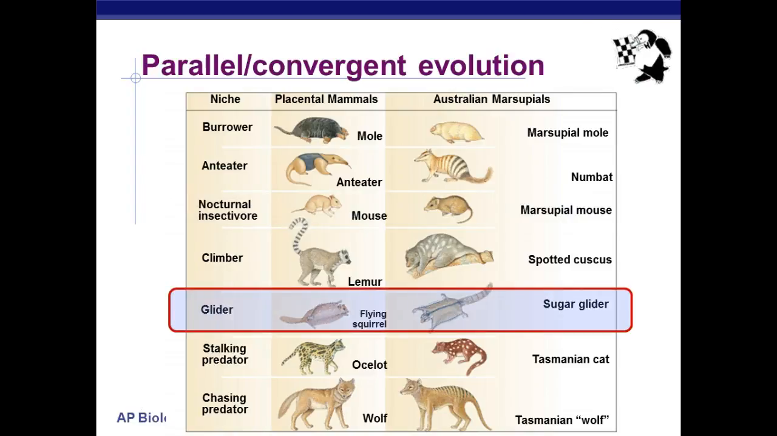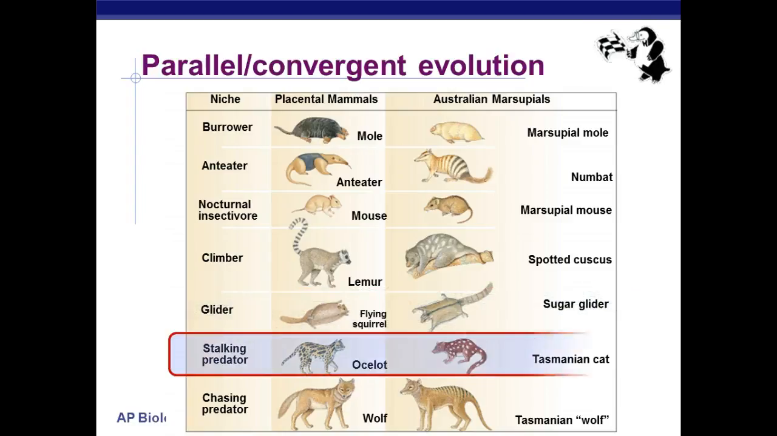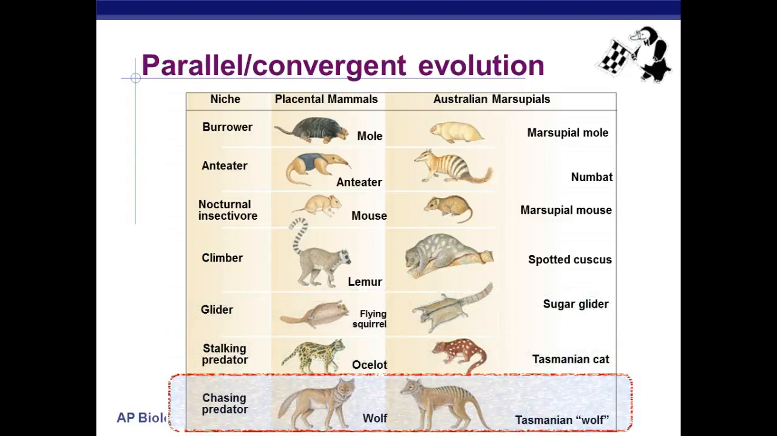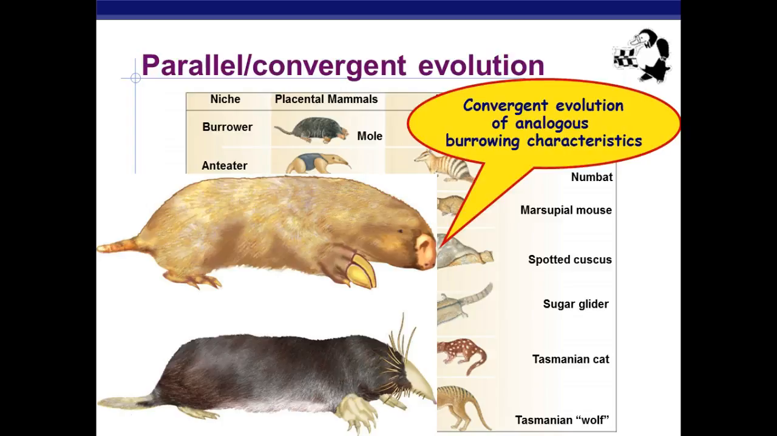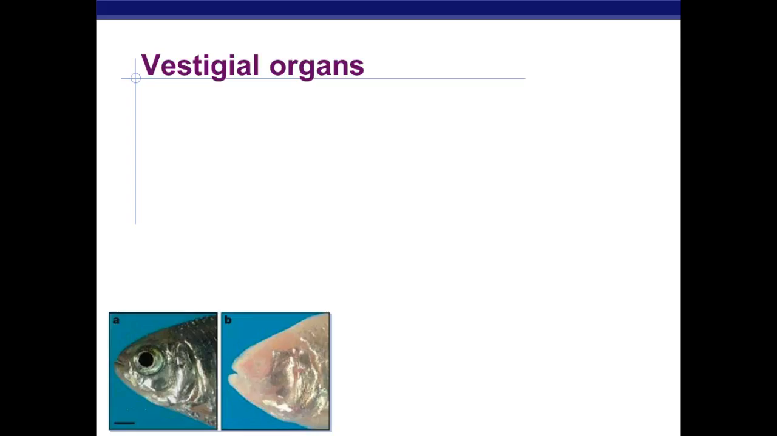So similar jobs if we look at these rows, but not similar ancestry. Convergent evolution of analogous characteristics.